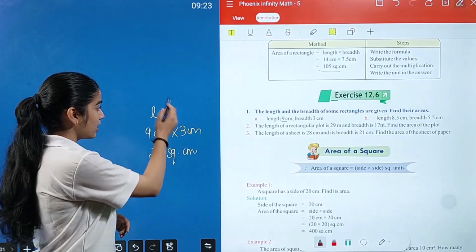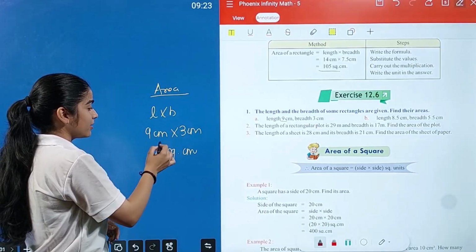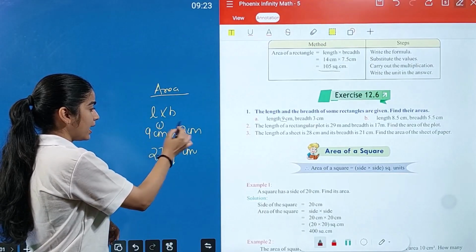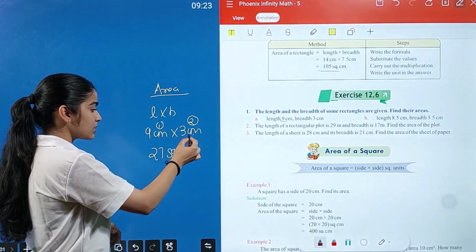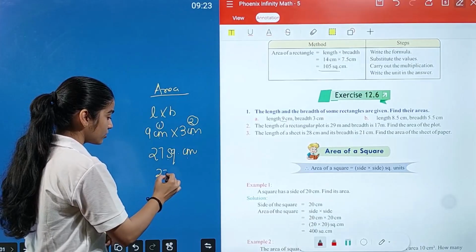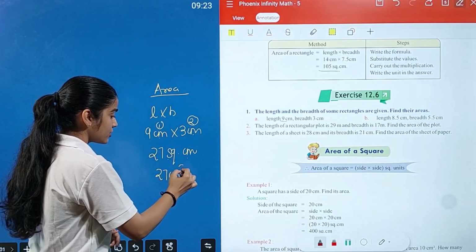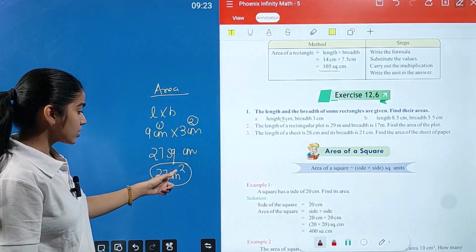But in area, after multiplying, what you see here, 1 and 2. So you multiply centimeter and centimeter 2 times. So in this case, you have to add square centimeter. Always consider that, or you can also write it like this, 27 square centimeter. Okay, in your higher classes, you will learn the concept of this square.